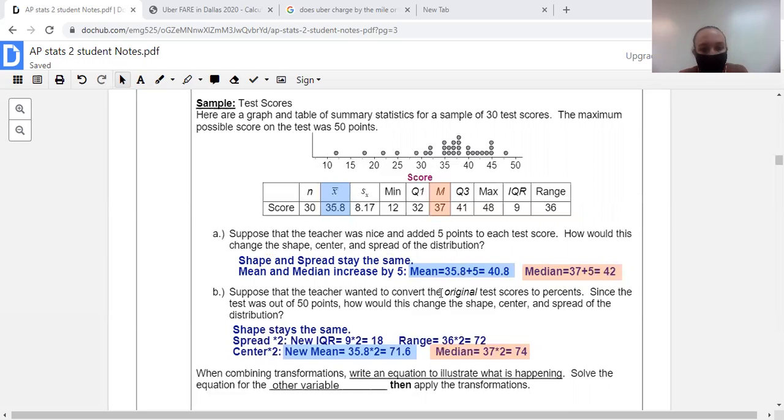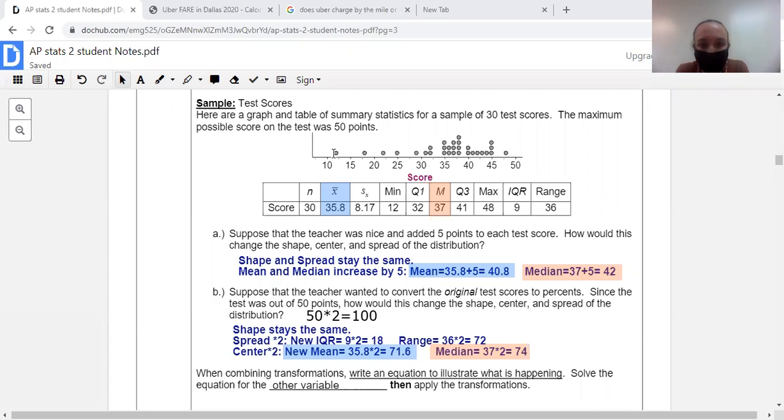Suppose that the teacher wanted to convert the original test to percents. Since the test was out of 50 points, how would this change the shape, center, and spread of the distribution? This one takes a little bit more thought. What does it mean to say that the teacher wants to convert the test score to percentages? Well, percents are out of 100, right? So if we had a test that was worth 50 points and we want to write it as percents, we're going to have to multiply times 2 because 50 times 2 equals 100.